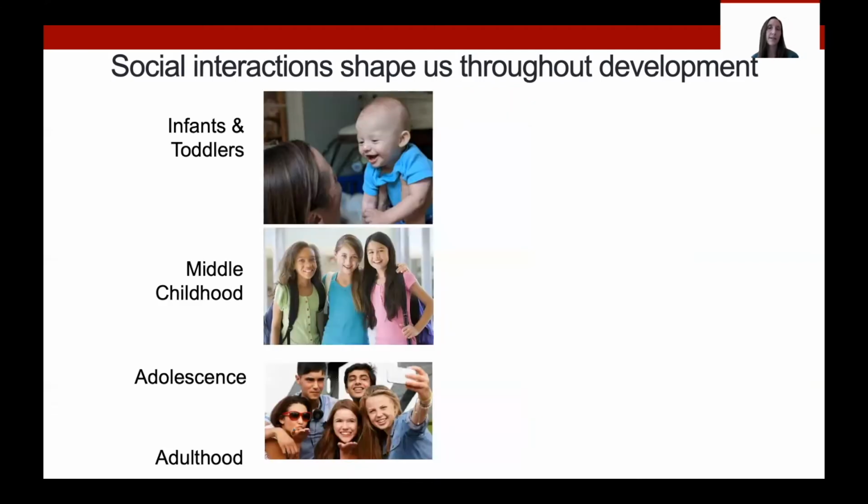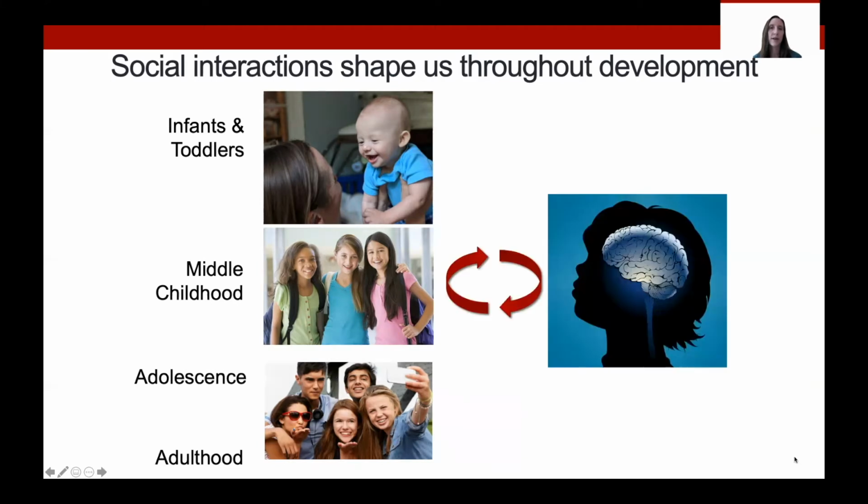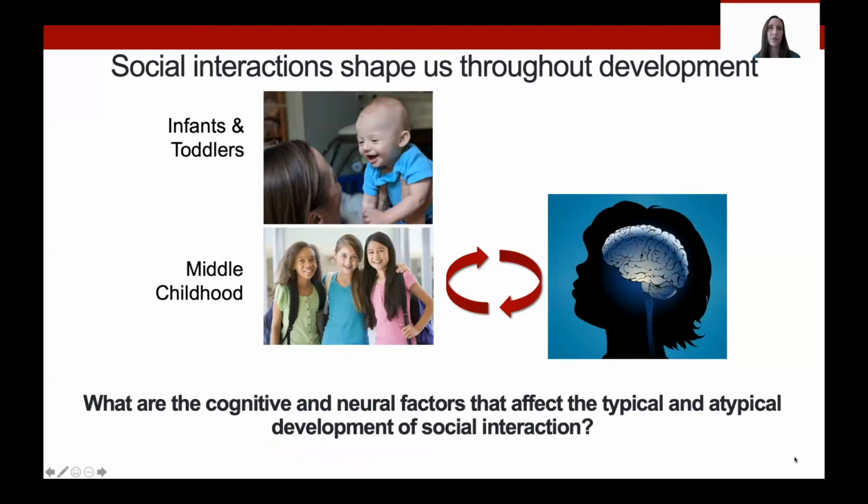So the pandemic is temporary, but many individuals live with chronic difficulties navigating social interactions and forming close personal bonds. This includes neurodiverse individuals, such as those on the autism spectrum. So a central question of my research program is what cognitive and neural factors underlie the typical and atypical development of social interaction.